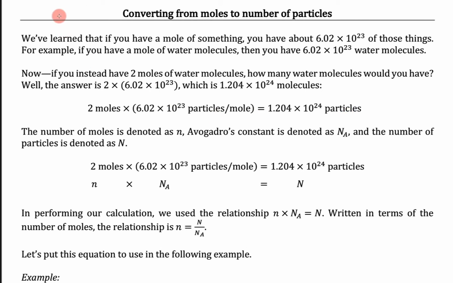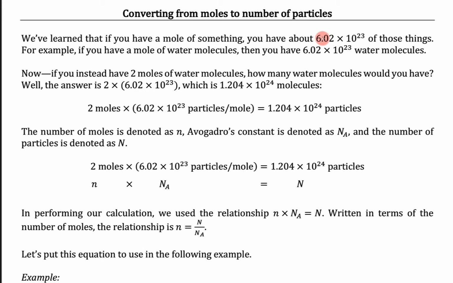So yes, the point of this video, again, is to just review the material in this handout on converting from moles to number of particles. So again, if you have a mole of something, that means that you have about 6.02 times 10 to the 23 of those things. And I will explain again in the next video what's so special about this number.